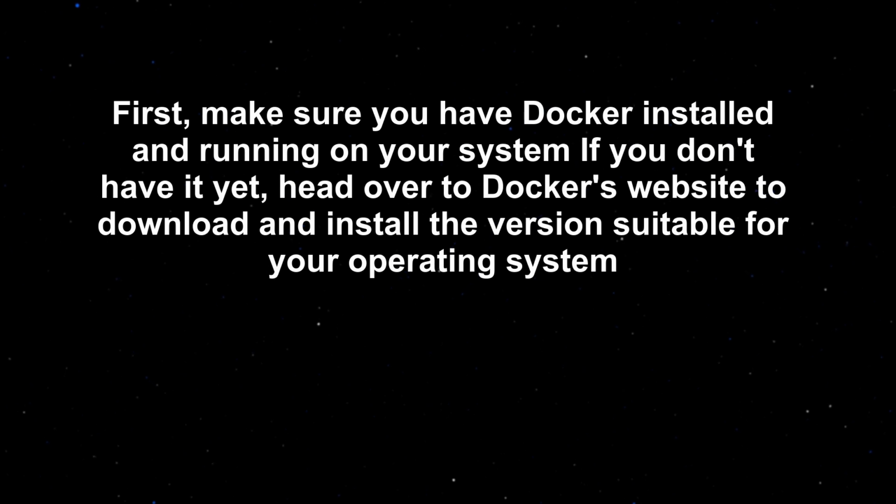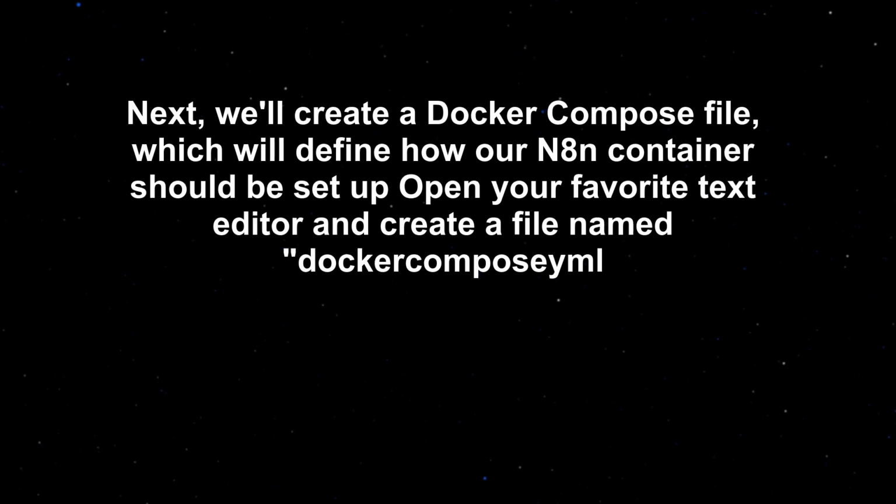If you don't have it yet, head over to Docker's website to download and install the version suitable for your operating system. Next, we'll create a Docker Compose file, which will define how our N8n container should be set up. Open your favorite text editor and create a file named docker-compose.yml.